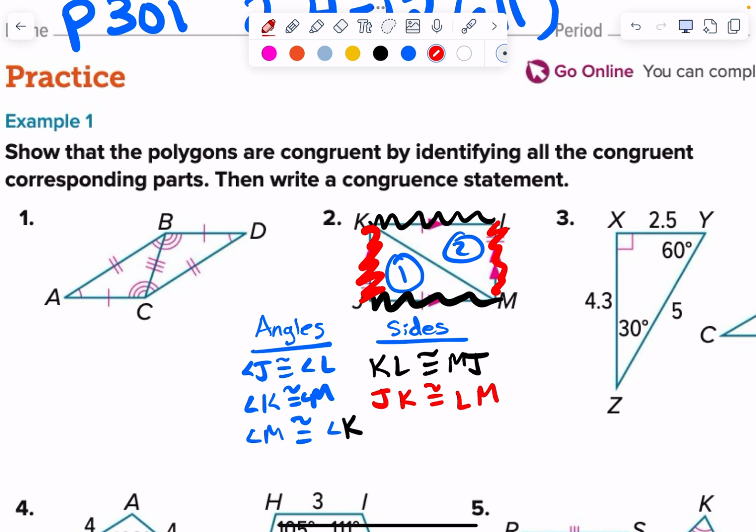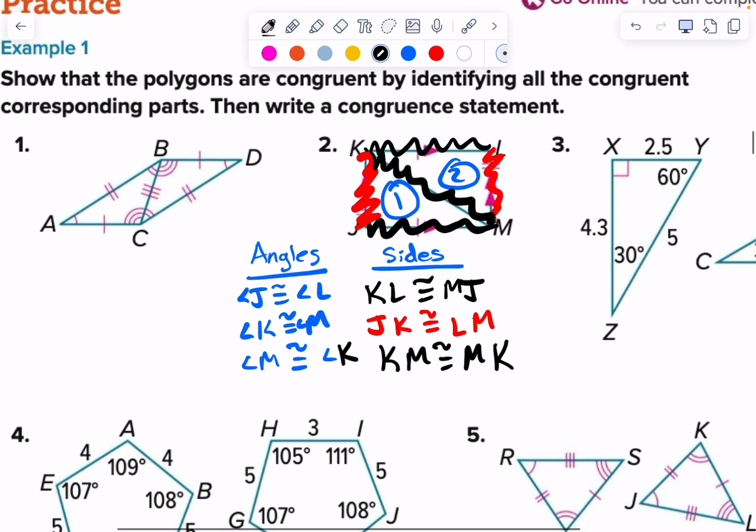Okay. All right. Next. What's the third side? KM. KM goes with MK. Right? Okay, got it? All right, that's not it.